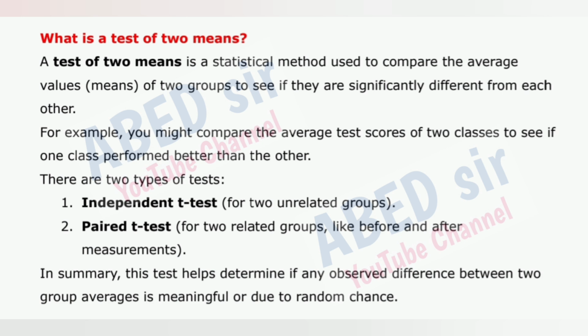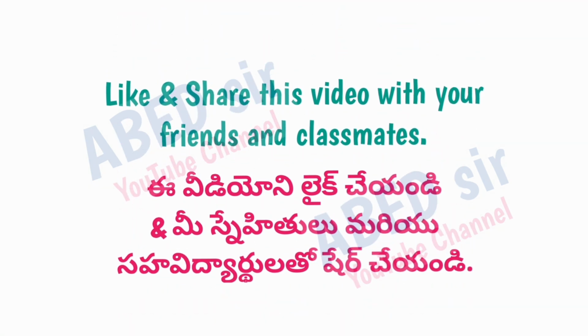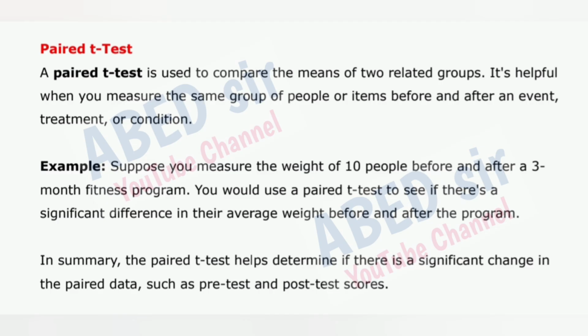In summary, this test helps determine if any observed difference between two group averages is meaningful or due to random chance. Next important short question is: paired t-test. A paired t-test is used to compare the means of two related groups. It's helpful when you measure the same group of people or items before and after an event, treatment, or condition.